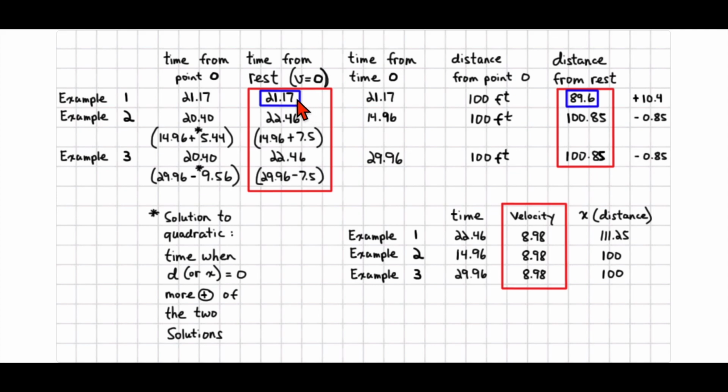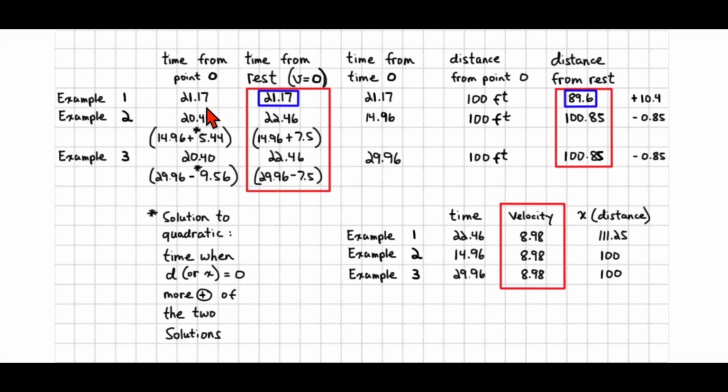In example 1, the timer starts at point 0, but it doesn't travel as far, so it takes less time, 21 and 1700 seconds. For time from point 0, for example 1, it's the same. It's the same amount of time from point 0 to move 100 feet to the right. It's the same amount of time from rest to move 100 feet to the right, and the same amount of time from time 0 to move 100 feet to the right, because all three of these are at the same spot, the same point at the same time in the graphs.